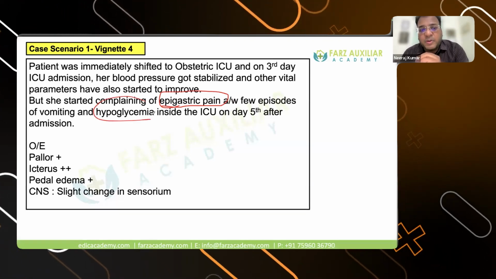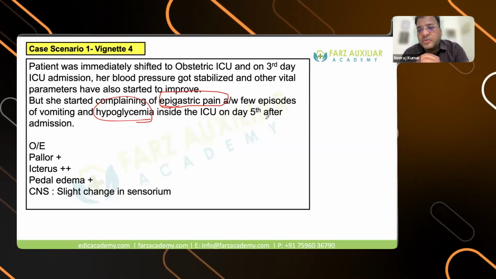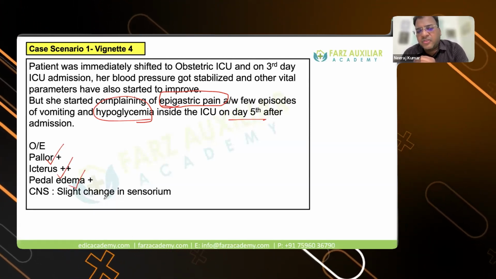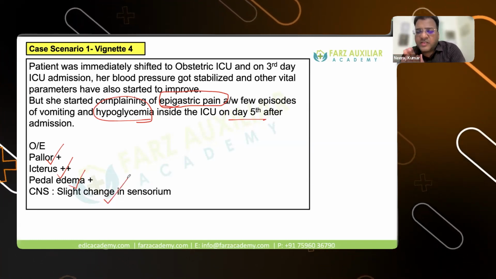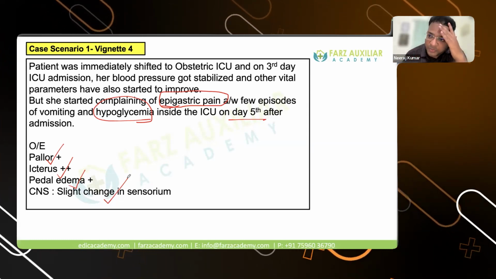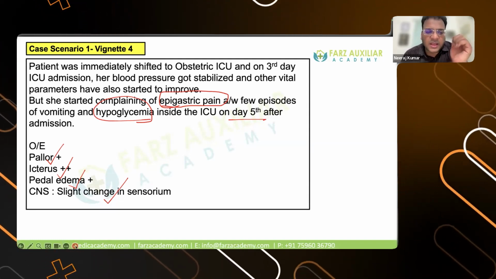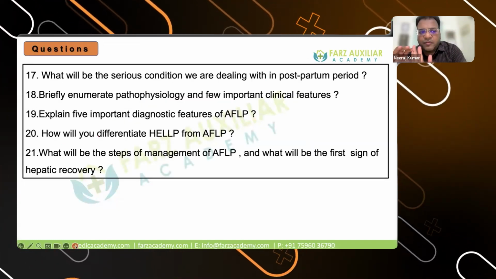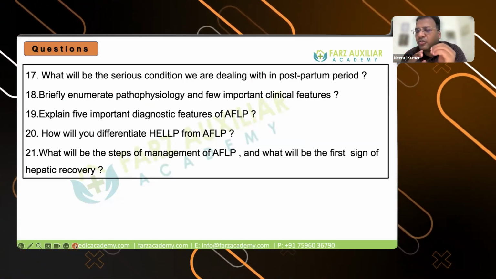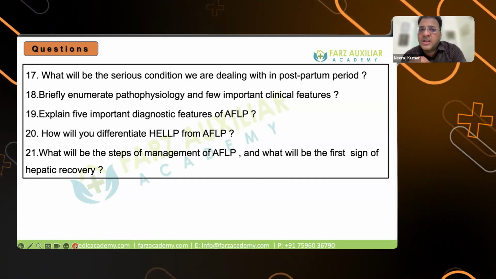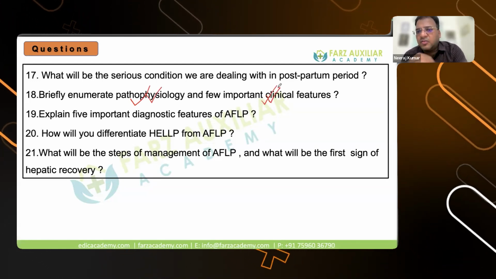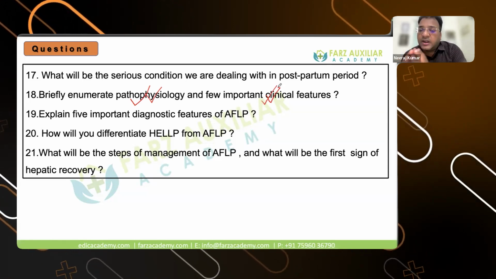But now the patient was presenting with hypoglycemia as well. And on the fifth day of admission, the patient was pale, icteric, had pedal edema, and had a slight change in the sensorium. So till this point of time, what will be the probable differential diagnosis that you will think of? Here again, the same questions. I am going to ask these 5 important questions: what was the serious condition for which we were dealing with this patient in the postpartum period, how will you enumerate the pathophysiology, what are the important clinical features in this group of patients, and how will you make the diagnosis of acute fatty liver of pregnancy?